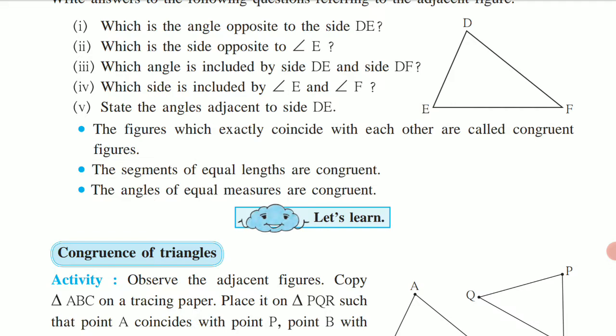Fifth question, state the angles adjacent to the side DE. The answer is angle D and angle E. The figures which exactly coincide with each other are called congruent figures. The segments of equal lengths are congruent. The angles of equal measures are congruent.